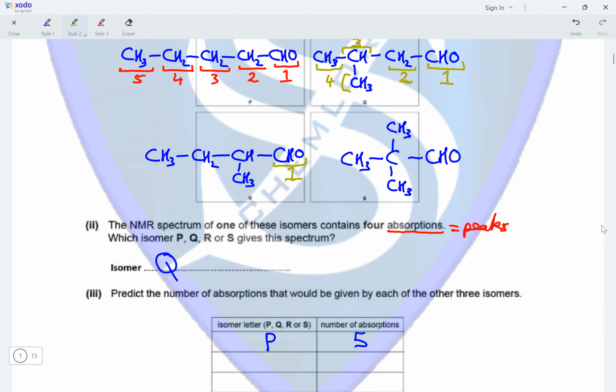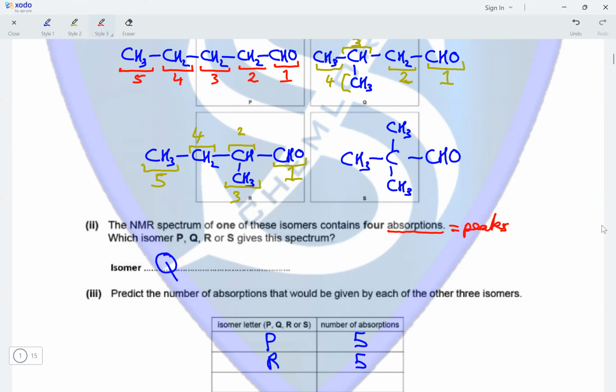We have an environment for the CH group, we have an environment for CH3 attached to the CH group, we have an environment for the CH2 group attached to a CH3 on one side and a CH group on the other, and we have another CH3 group. But this CH3 group is attached to a CH2, whereas the CH3 group, which was our third environment, was attached to CH. So this CH3 group is different. So this will give us a fifth absorption in the compound R. So R will also have five absorptions.